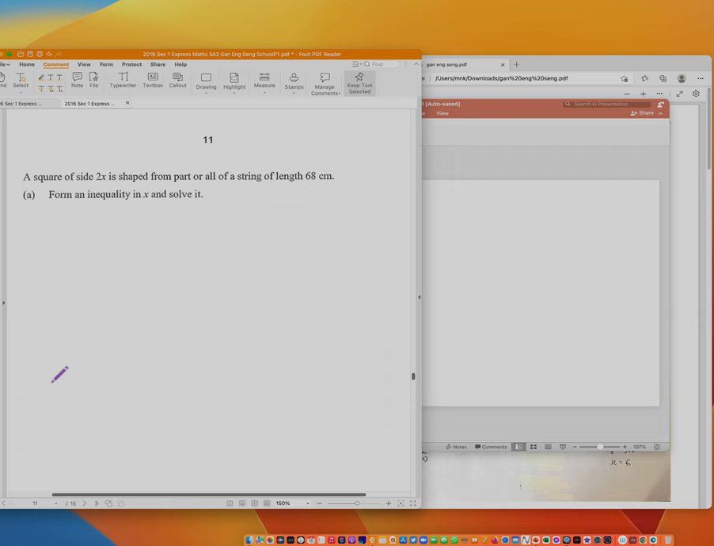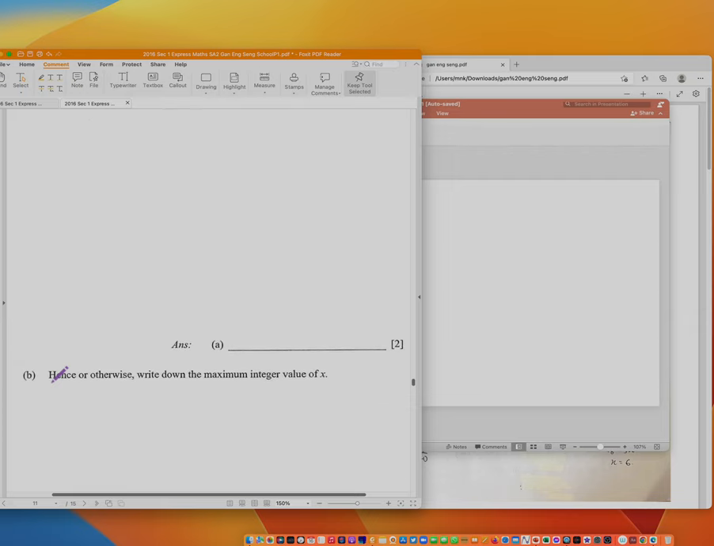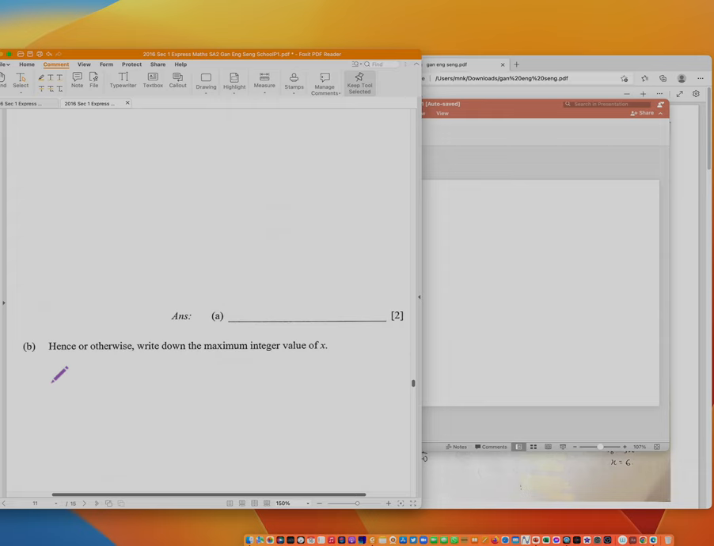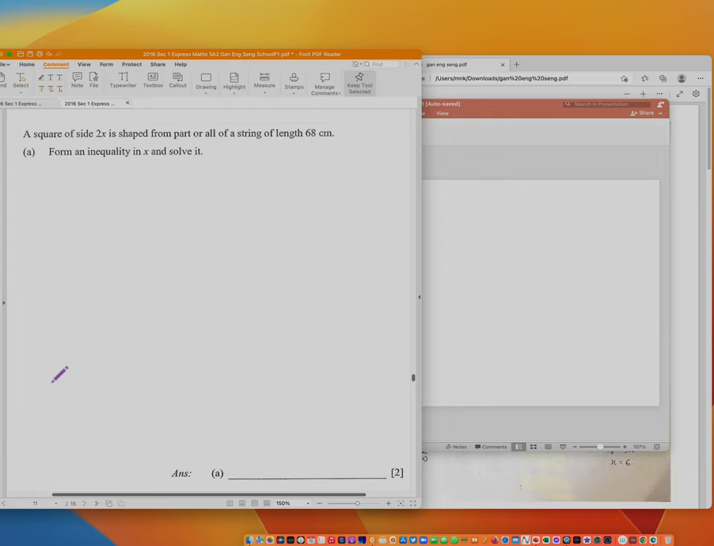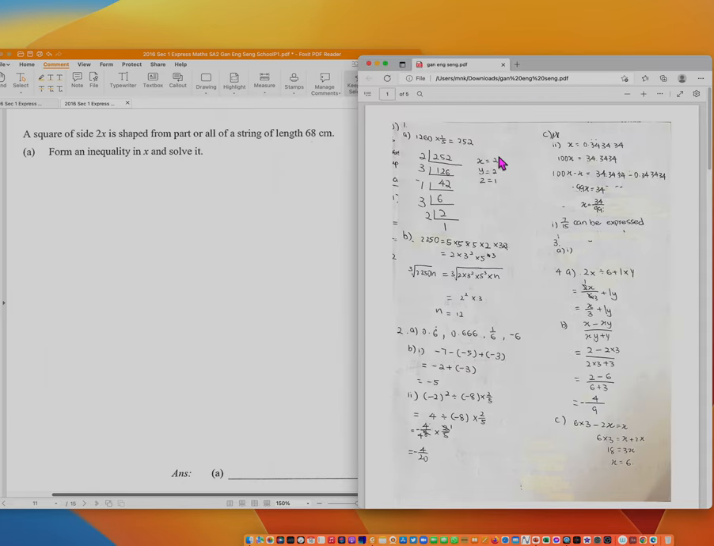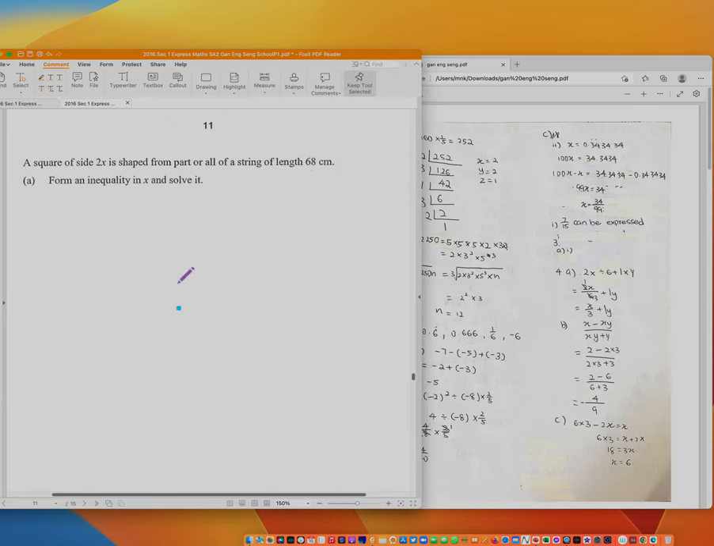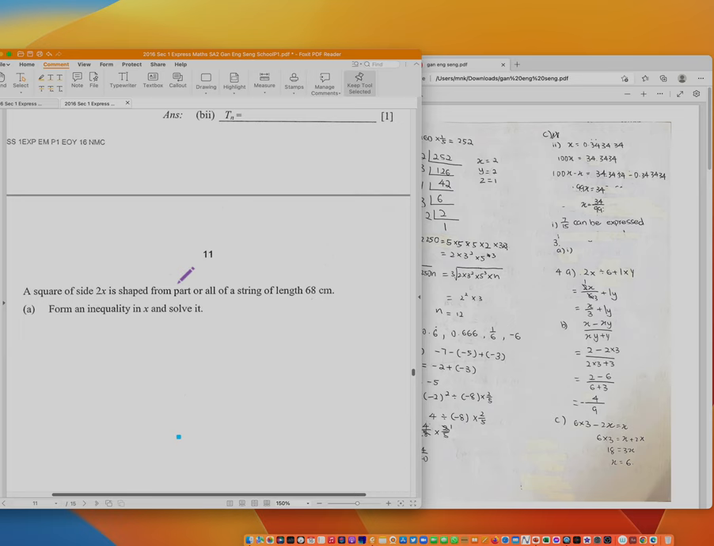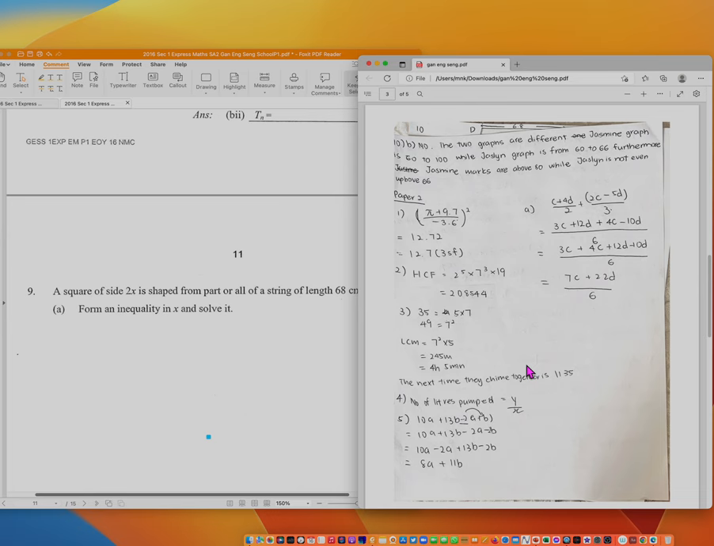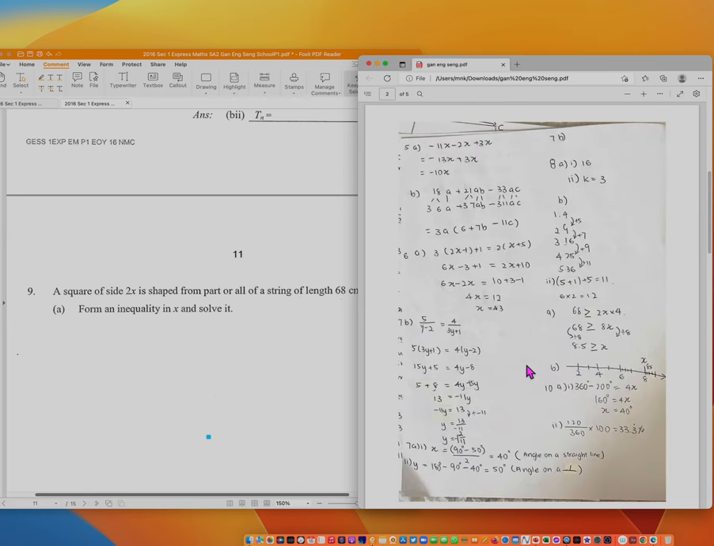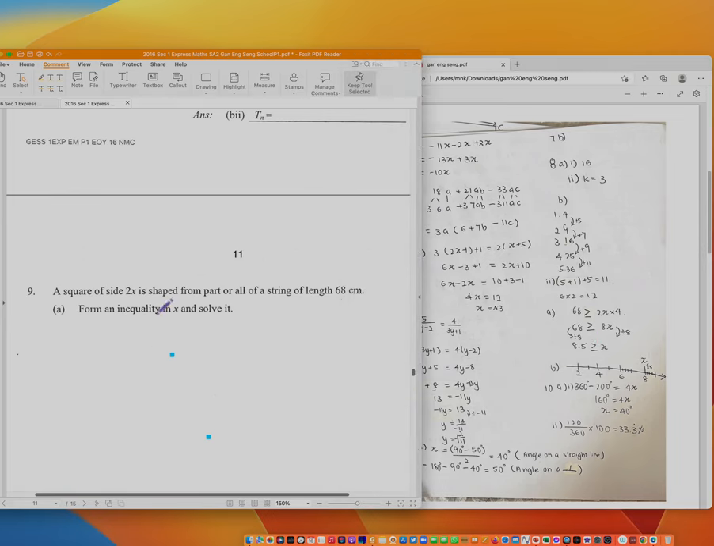The inequality, can I solve it? The maximum value. What's your inequality? I want to know. Let me find it. I need to find the paper. This is the question. Question what? Sorry, need to minimize it a little bit. Question 9. Sorry, let me see the length.